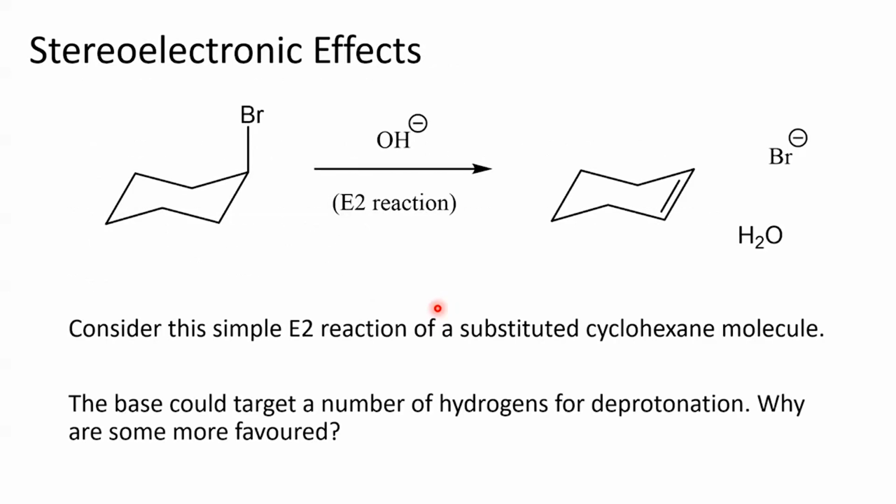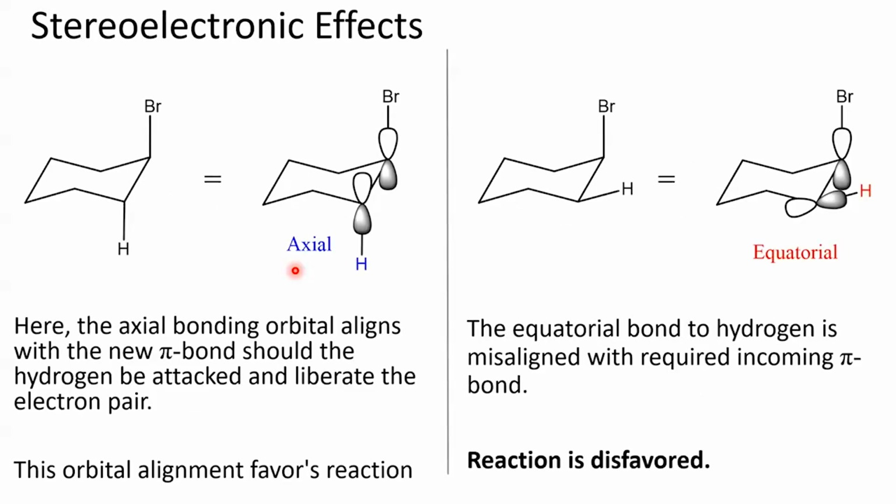So we can look at the stereoelectronic factors influencing this E2 reaction, whereby we have a base, it's going to abstract one of the hydrogens at this position, giving us H2O and a bromide ion. Now, you might think that any number of the hydrogens adjacent to this bromine could be targeted in this reaction, but that isn't the case. Some are specifically favoured for attack by the base. Now we're going to focus on just two, the axial hydrogen, shown in this position, versus the equatorial hydrogen, shown in the same methylene group.